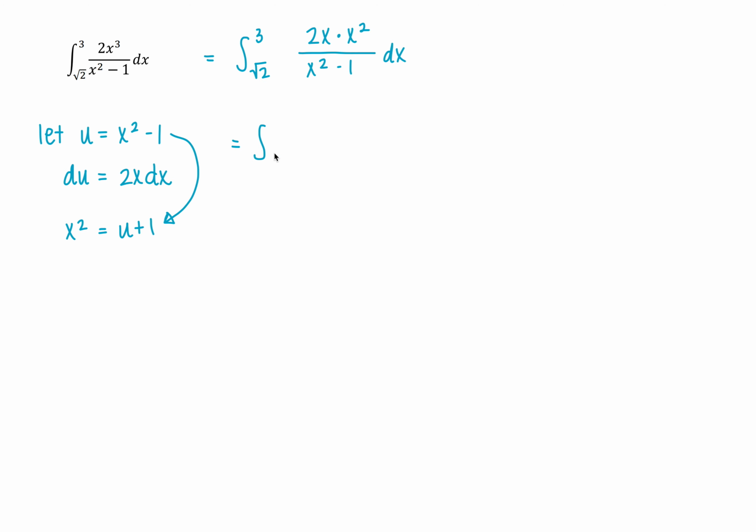I'm going to adjust my upper and lower bounds here in just a moment. But let me write out what I just said. So I've got u plus 1 over u du. Much simpler. If x is the square root of 2, the square root of 2 squared is 2, and 2 minus 1 is 1. If x is 3, 3 squared is 9, and 9 minus 1 is 8. So now that is adjusted.